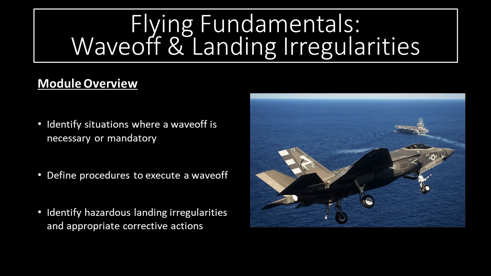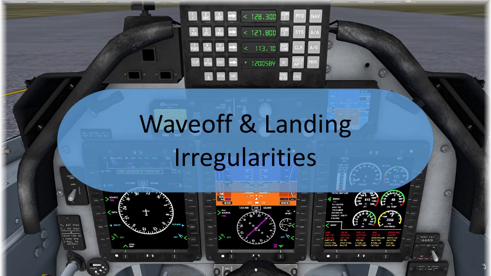Alright, in summary, we have identified situations where a wave off is either necessary or mandatory. We have also discussed the 6 procedures related to executing a wave off. And lastly, we've identified hazardous landing irregularities and the decisive action required to recover the aircraft before a more dangerous situation develops. Alright, this concludes the wave off and landing irregularities module.